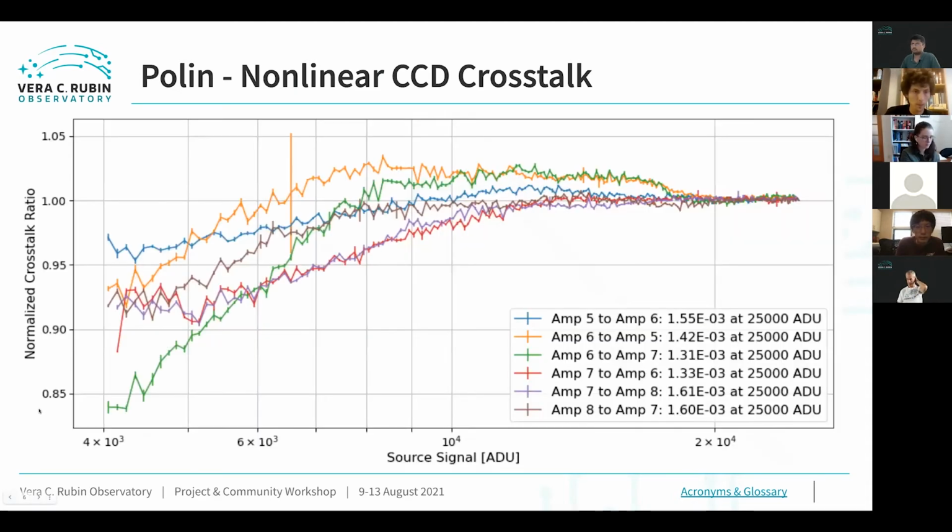So next slide. What this is showing is, on the x-axis, the source signal in ADU, so the actual readout of a given amplifier. And on the y-axis is what's called the crosstalk ratio, so it's the ratio of the crosstalk signal to the actual source signal, and we have this scaled to the high end to be 1. Basically what this is showing is that in all of these amplifiers, we're not actually getting linear crosstalk with source signal. We're getting this weird nonlinear behavior.